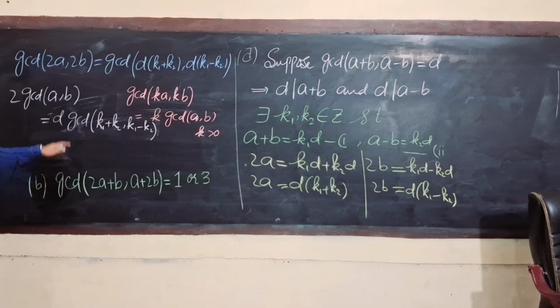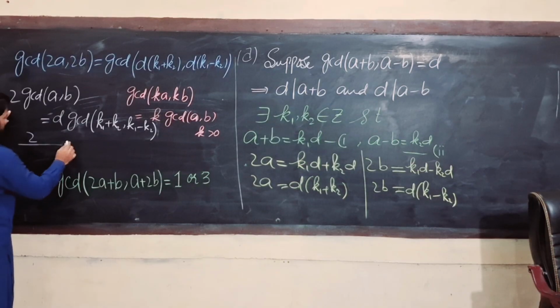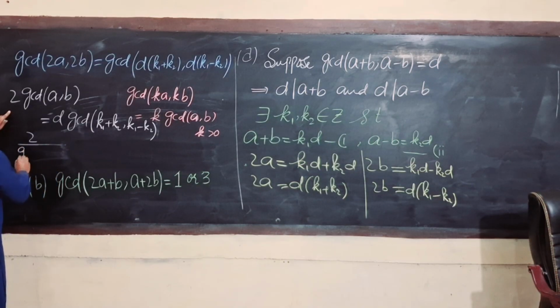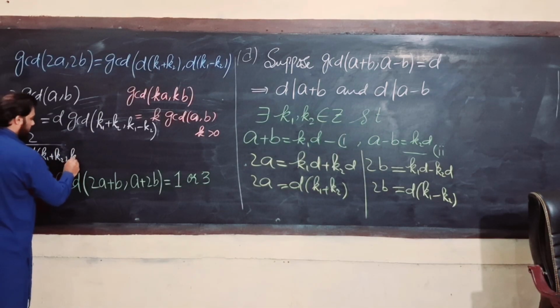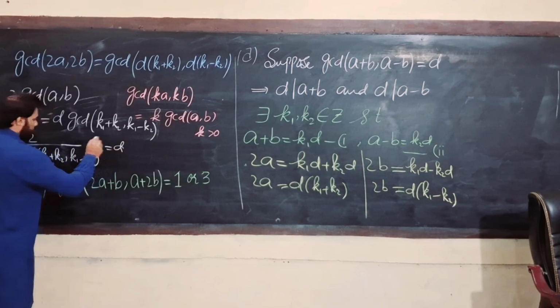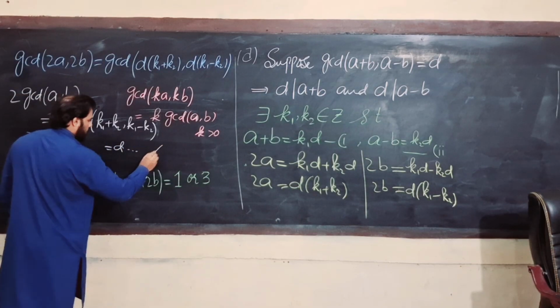As it is given that GCD of A and B is equal to 1, this becomes 2 into 1, that is 2, over GCD of k1 plus k2 comma k1 minus k2, is equal to D. Say this is my star.